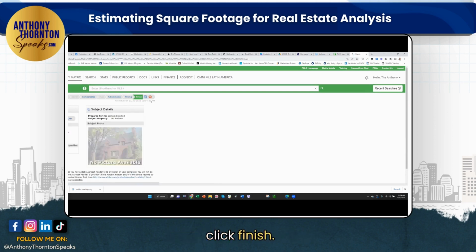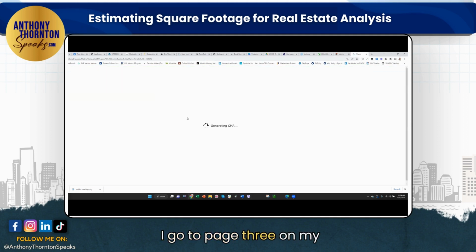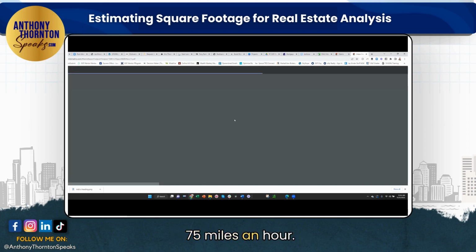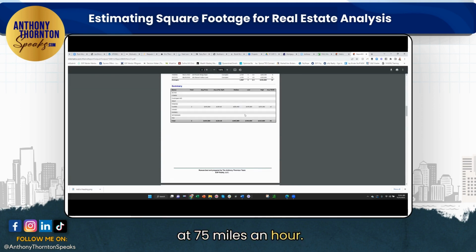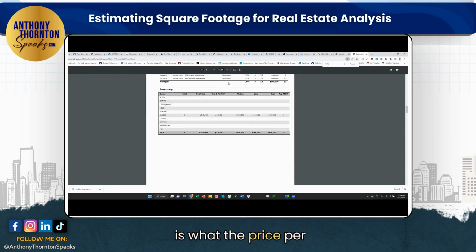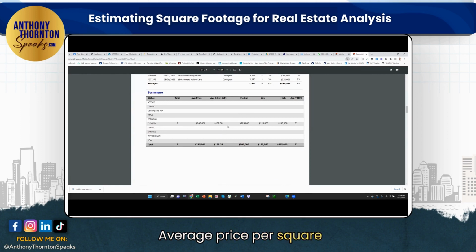I click finish. I go to page 3 on my report and page 7. I'm doing this driving at 75 miles an hour. Only thing I care about is what? The price per square foot. The average price per square foot is $139.38.